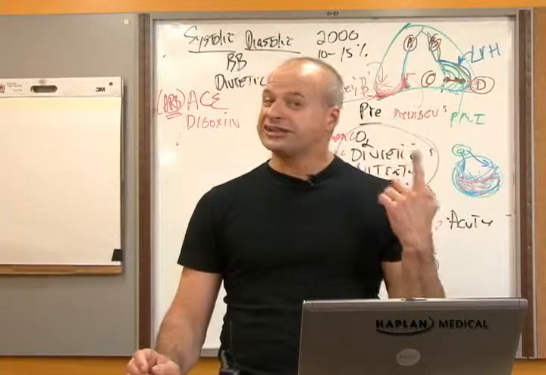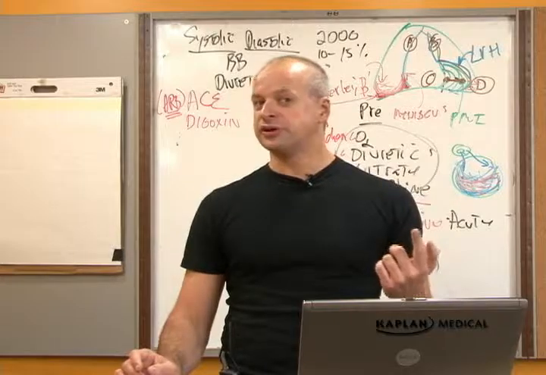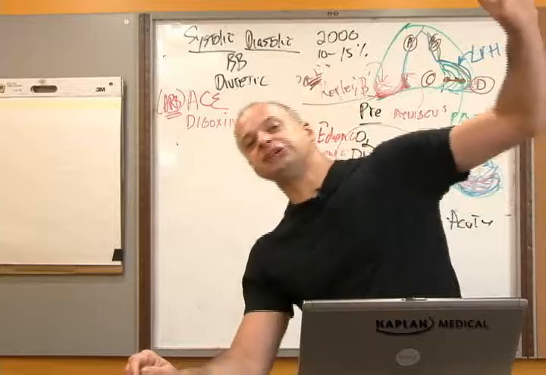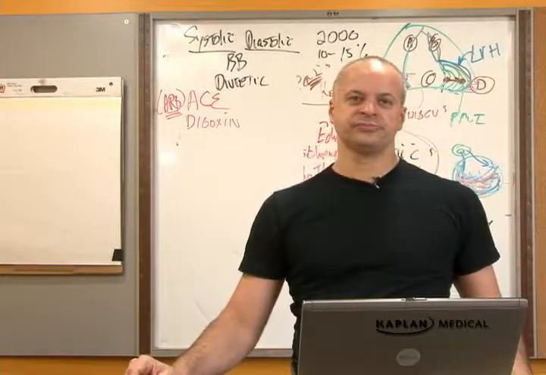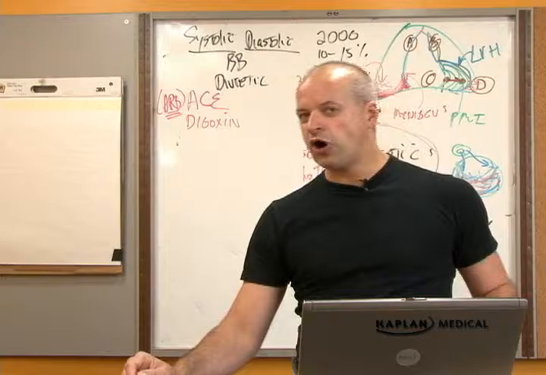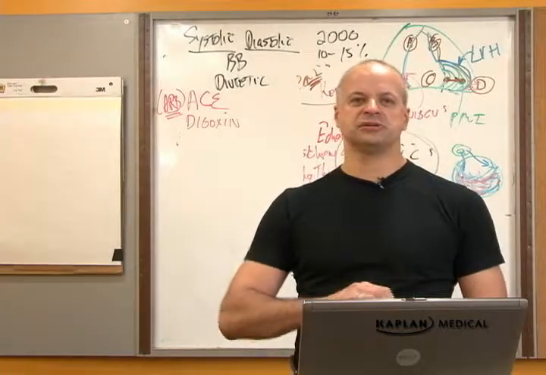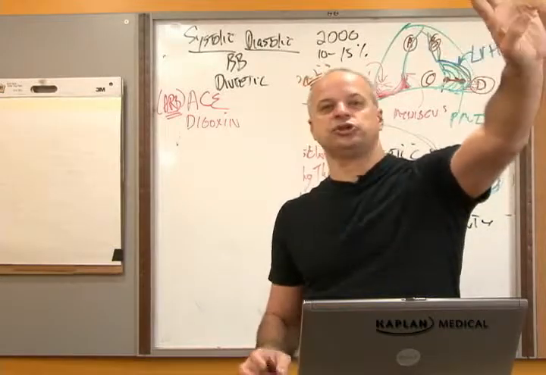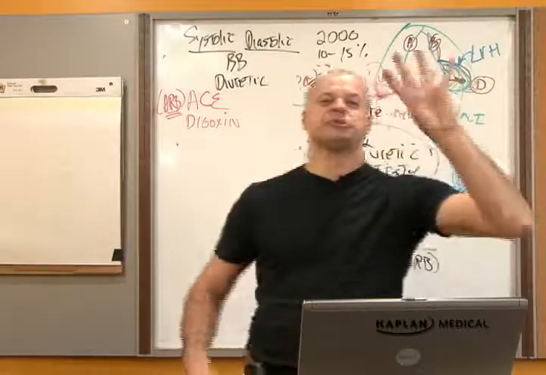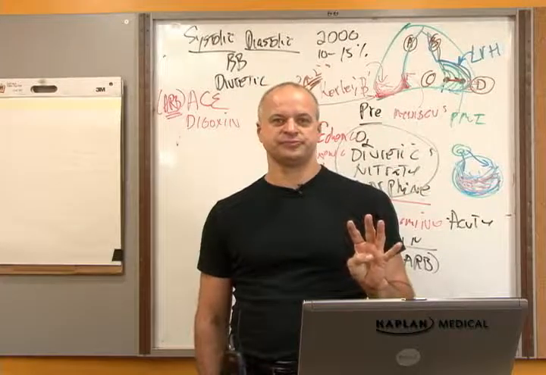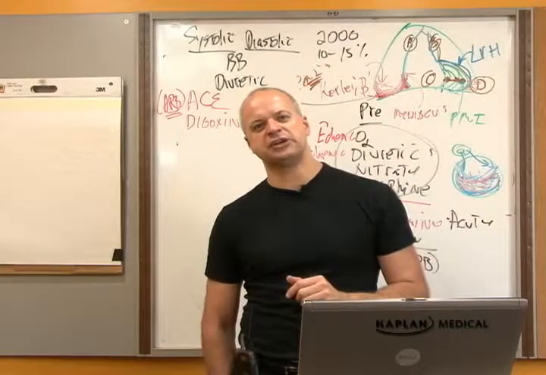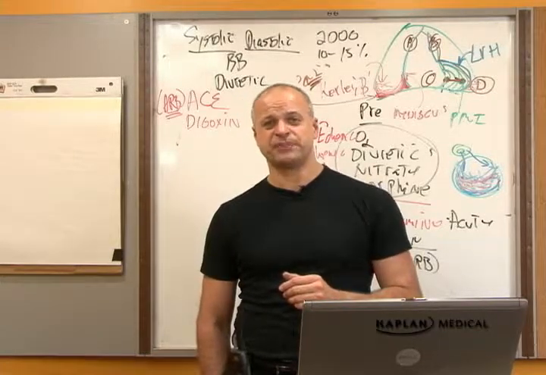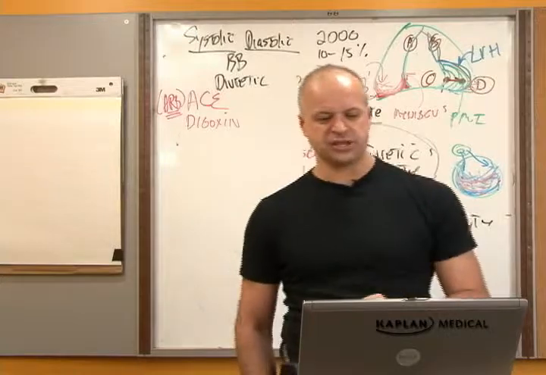ACE inhibitors and ARBs are interchangeable. ACE inhibitors, the pills, and ARBs, the sartans: losartan, valsartan, irbesartan, candesartan, telmisartan. You have a cough? Angiotensin receptor blocker. The ACE inhibitors and ARBs lower mortality. The beta blockers lower mortality. Spironolactone lowers mortality. An implantable defibrillator lowers mortality in a person with systolic dysfunction, dilated cardiomyopathy.